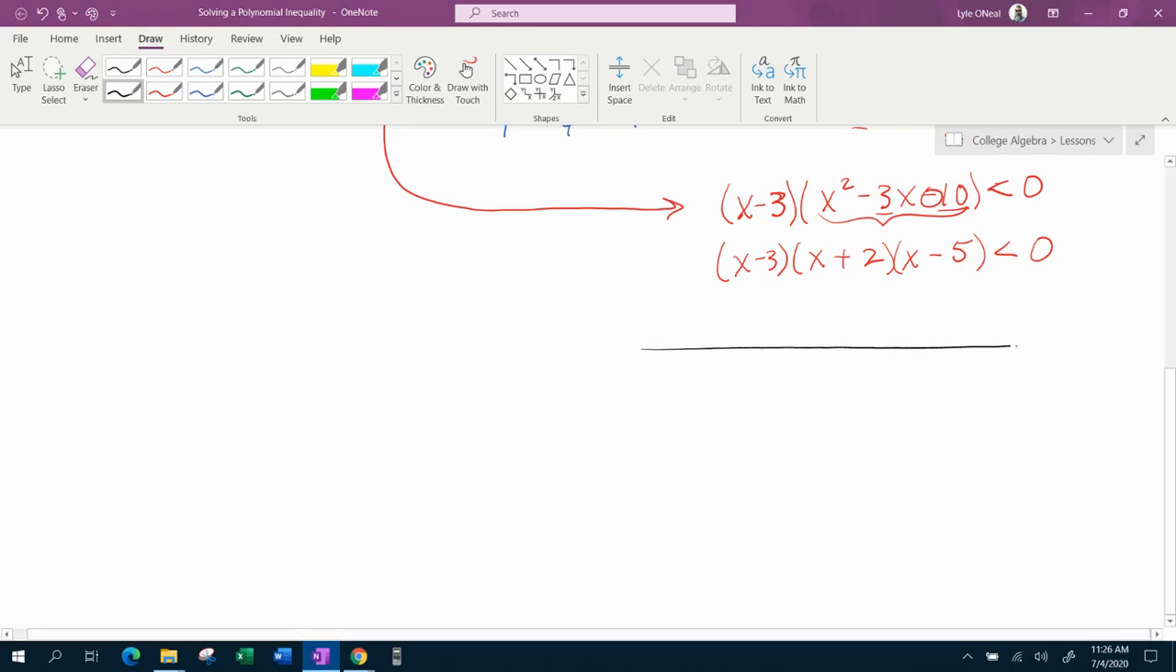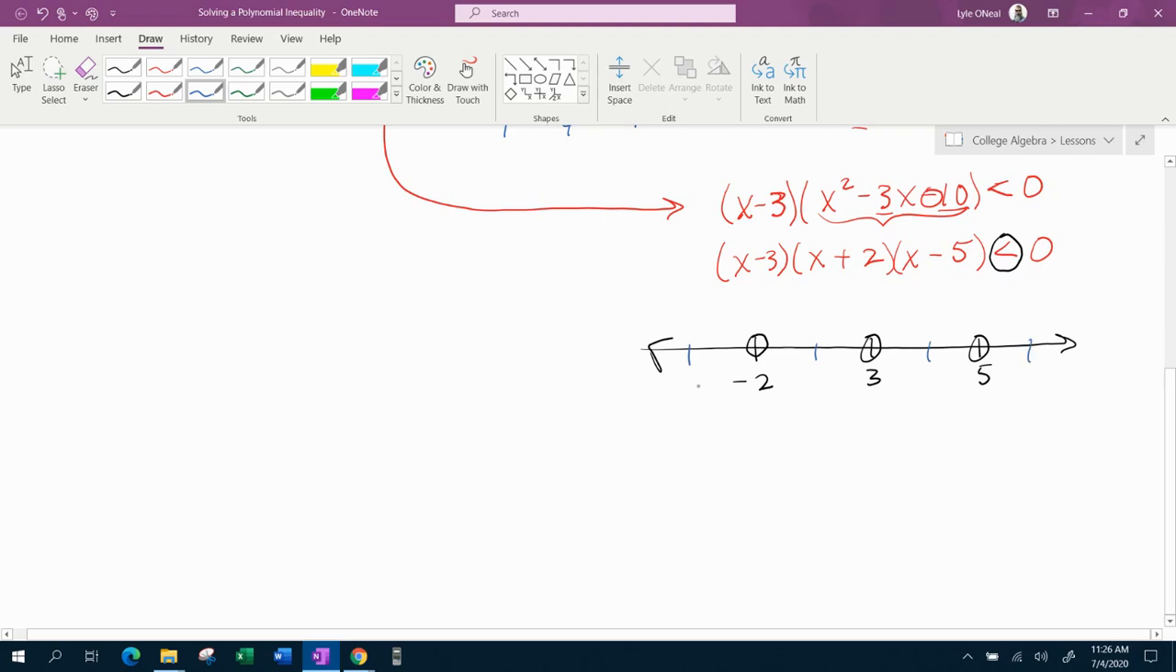So on the number line, I know that negative 2 is going to be a critical point. And since it's strictly less than 0, that's going to be an open circle. And then I know positive 3 is a critical point, and positive 5. And so the next step to solve this polynomial inequality, I need to figure out which of these 4 regions needs to be shaded. And we figure that out by using test points.